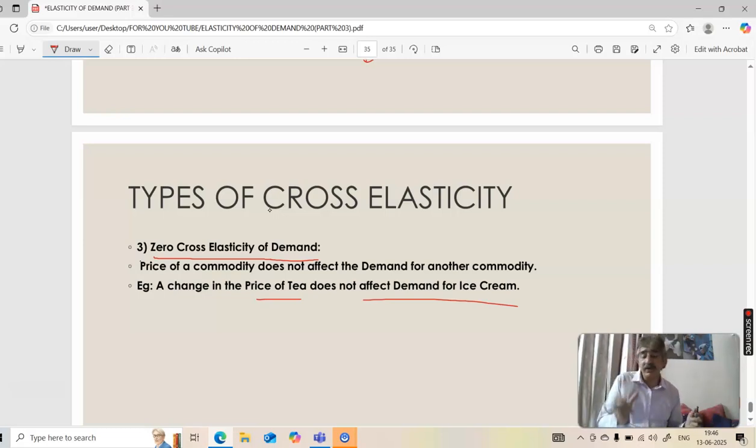It's not like that I'm having a cup of tea and some ice cream and sipping tea and having ice cream. So they are not used together also. So they don't have any relation. As a result, when I calculate cross elasticity by taking the change in price of tea and the change in quantity of ice cream, it's absurd basically. The answer will be zero. I hope you're understanding.